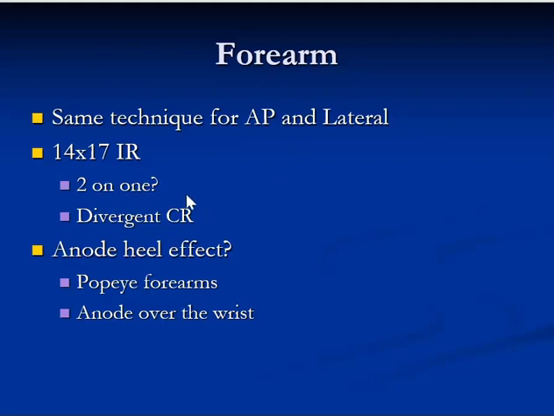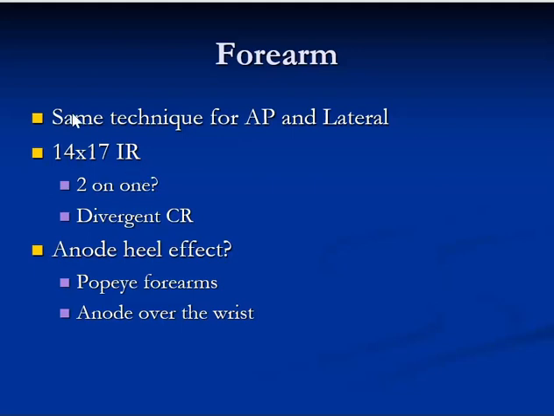So on the forearm, the AP and the lateral are going to be the same technique. Your image receptor size is going to be 14 by 17. If you happen to be working somewhere that you're using CR systems instead of DR, you can put 2 on 1. Just consider which image to shoot first, or which projection to shoot first.